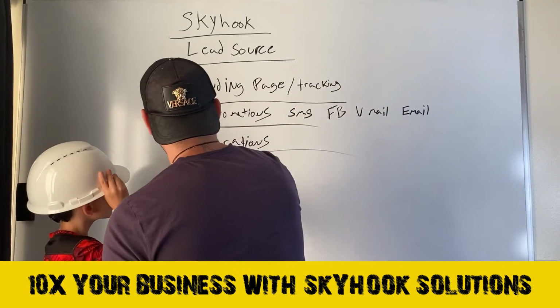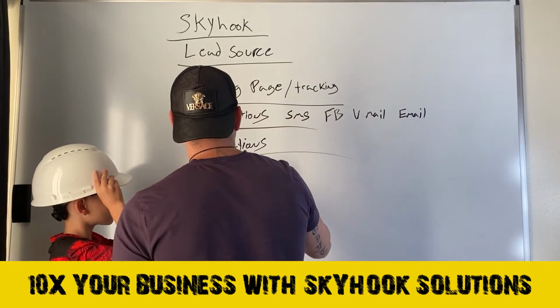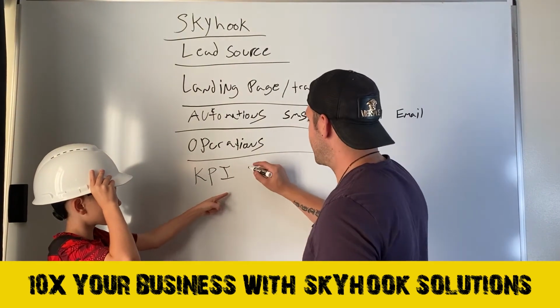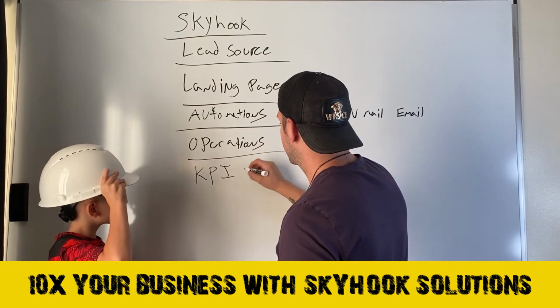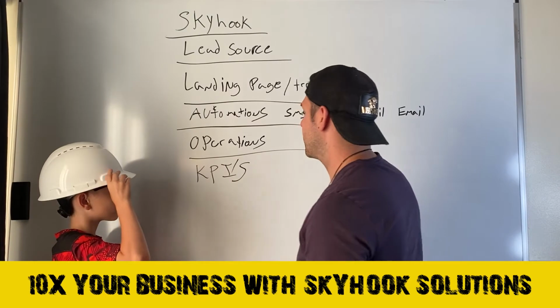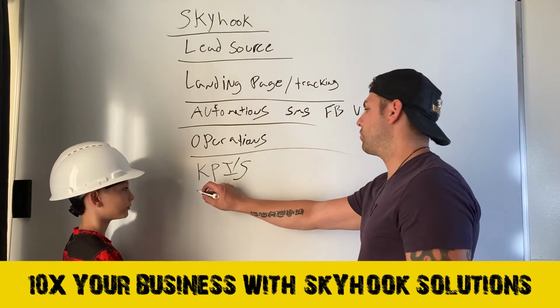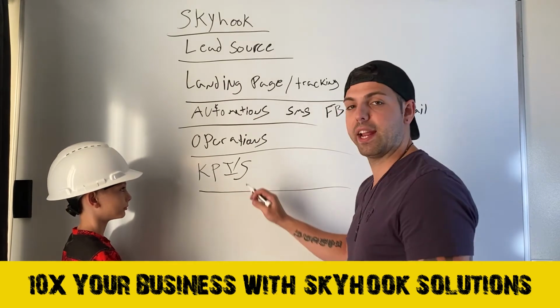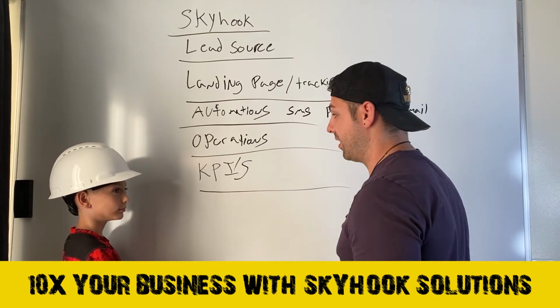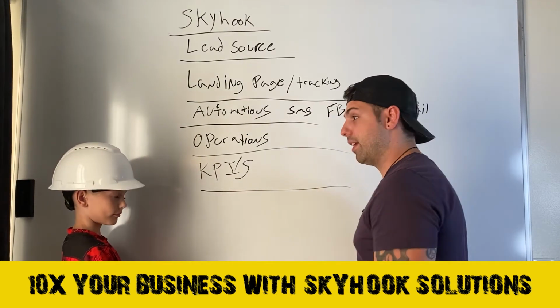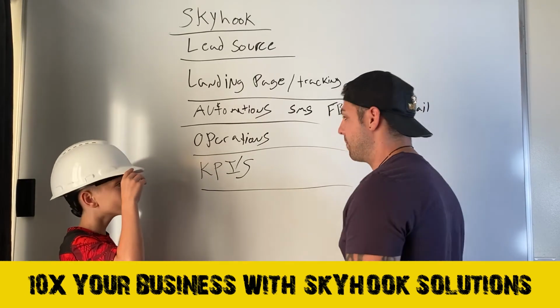So we call this KPIs. Key performance indicators, okay? Our KPIs are huge because this is what's going to tell us what we're spending and what we're making. And obviously in any business you need to know exactly how much is going out, how much is coming in.